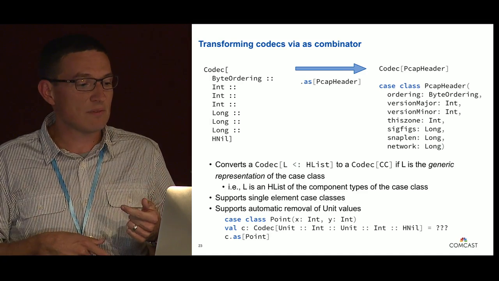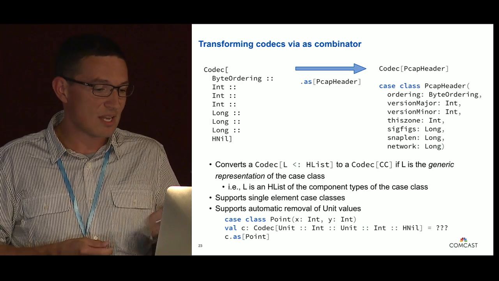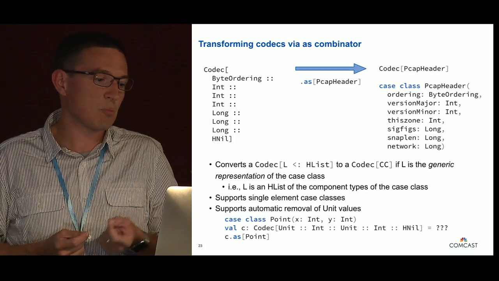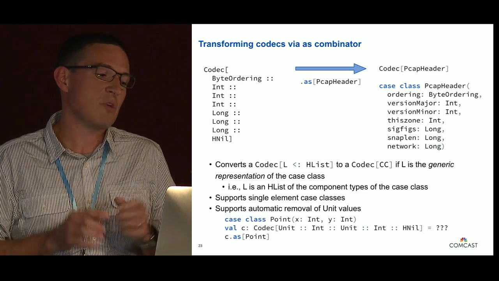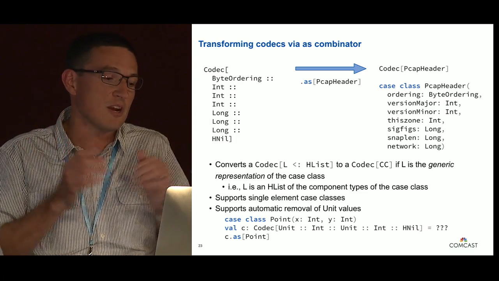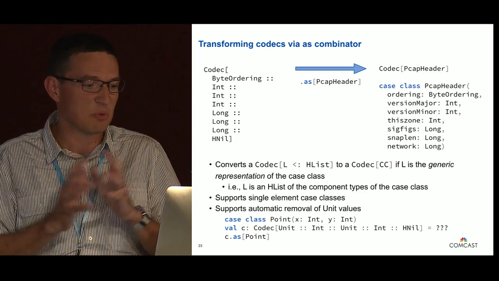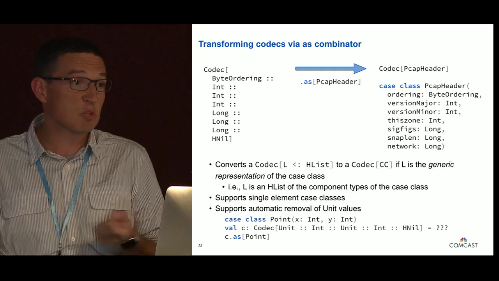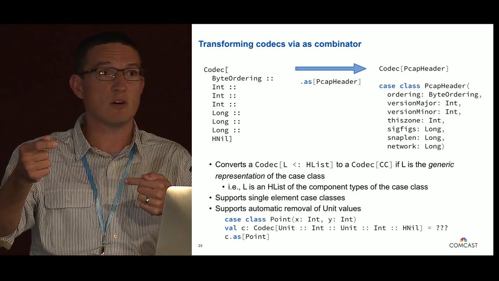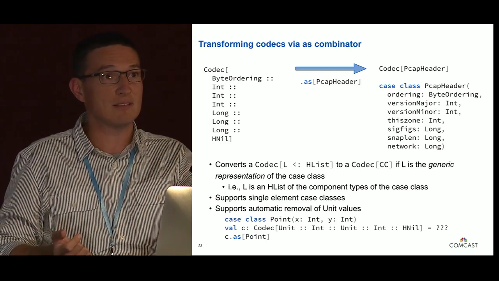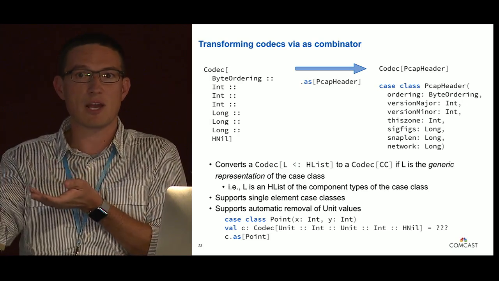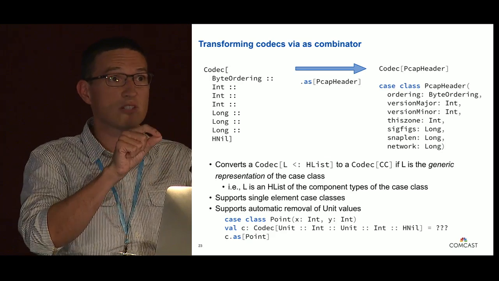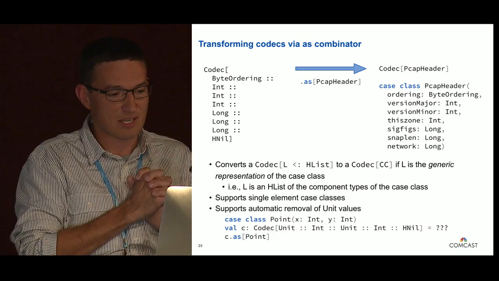And we say we can do this for any codec of a HList L. We can convert that to a codec of a case class if L is the generic representation of the case class. Or maybe a better way to say it is if L is close to the generic representation of the case class, given a couple additional features from Scodec. For example, Scodec does support single element bindings. We saw that with PID. We said we had a codec of int, and we used as to get back a codec of PID. We didn't have to first lift a codec of int into a codec of a single element HList. So it's one special case.